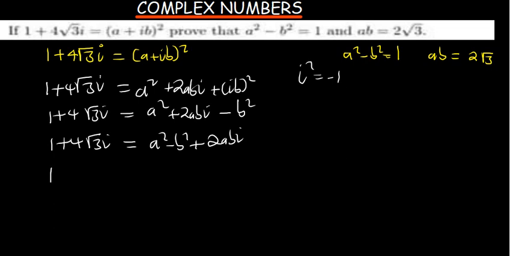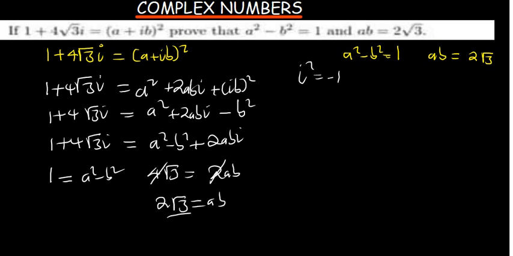So the 1 on the inside is going to be equal to a squared minus b squared on the other side, and then this part which contains an i, the 4 square root of 3, is going to be equal to 2ab. We'll divide both sides by 2, that will be 2 square root of 3, that is going to be ab. We can see that this is what we've been given there, so shown.